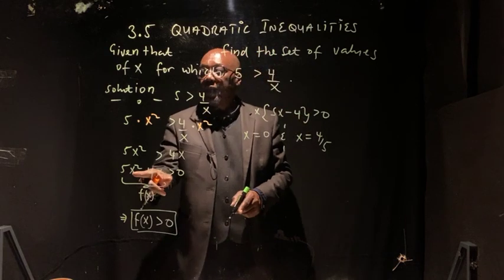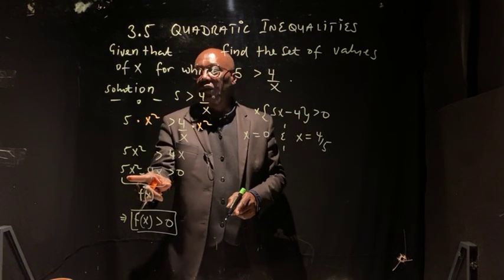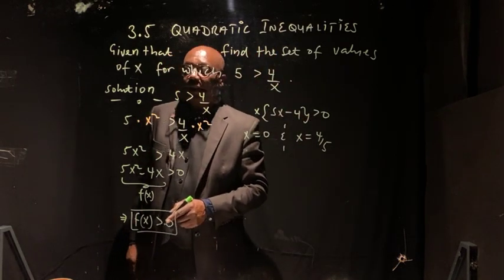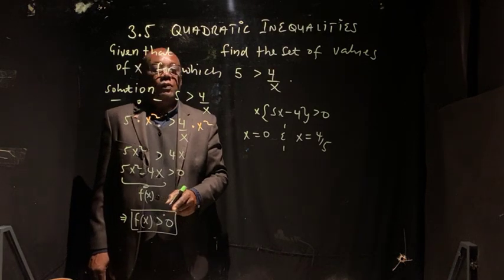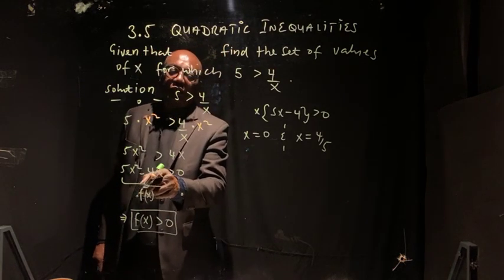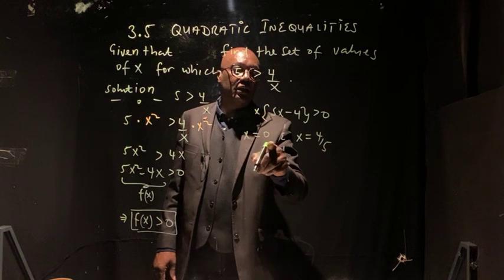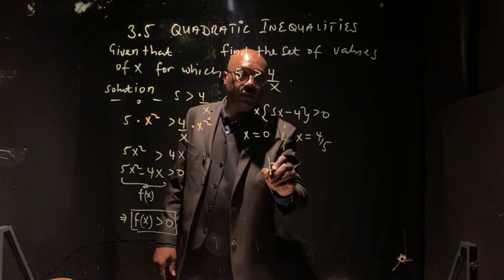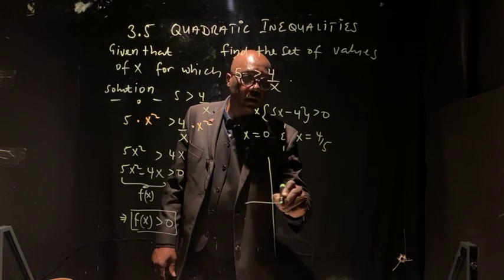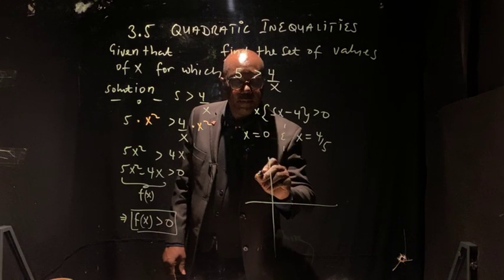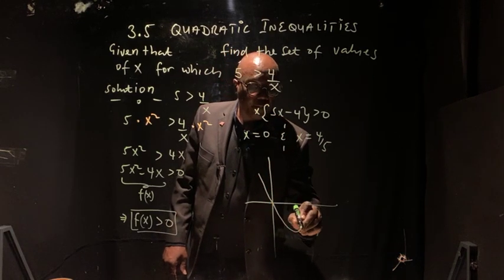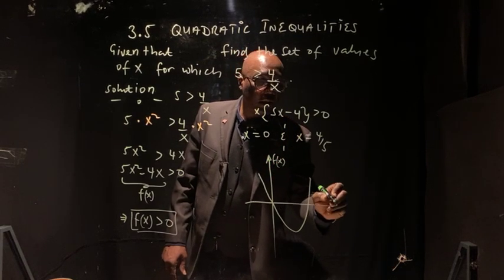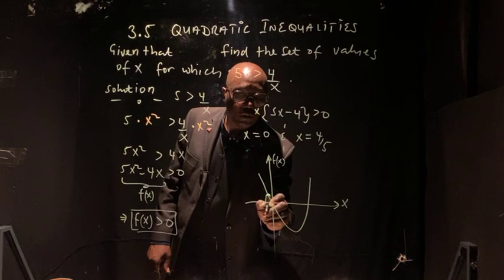Now if you look at the quadratic equation, you can see that the coefficient of x squared is plus 5, which indicates that the curve will have a minimum value. So the curve of such a quadratic equation, having the x-axis intercepts at x equals 0 and x equals 4 over 5, will look something like this one. This is f of x, and this is x, and here is 0.